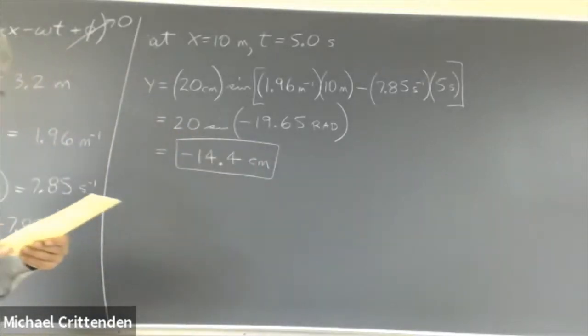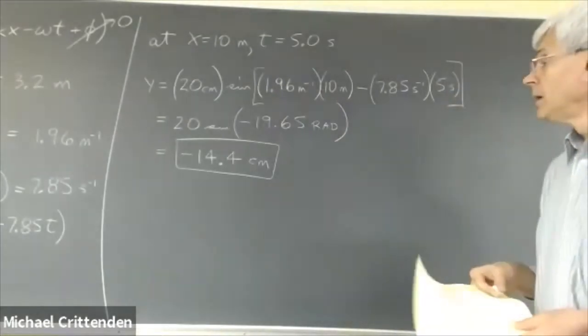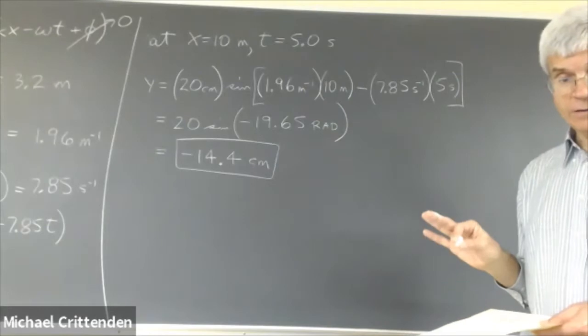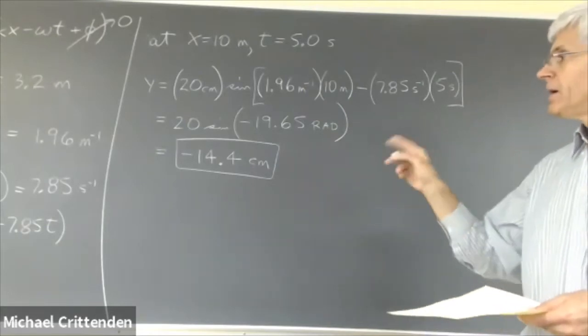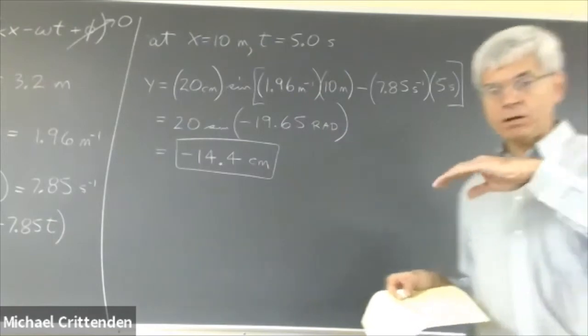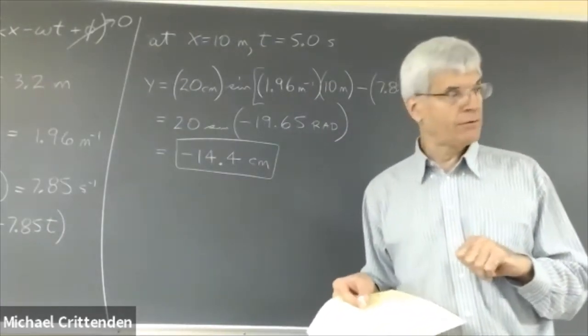So at this particular moment at this particular point, the water level is 14.4 centimeters below where it would be if there was no wave disturbing it.